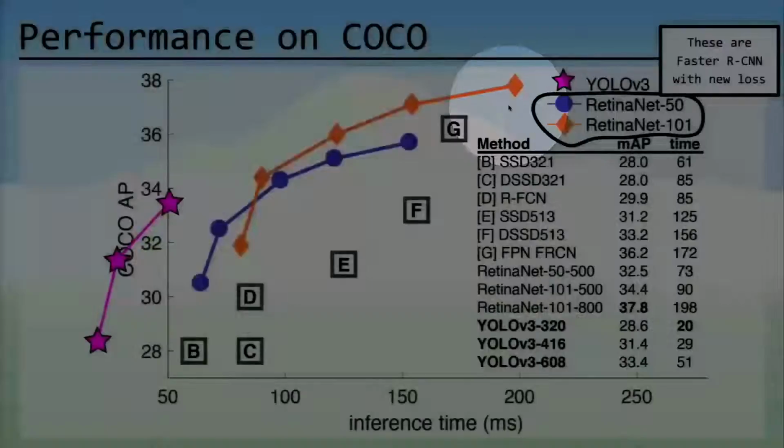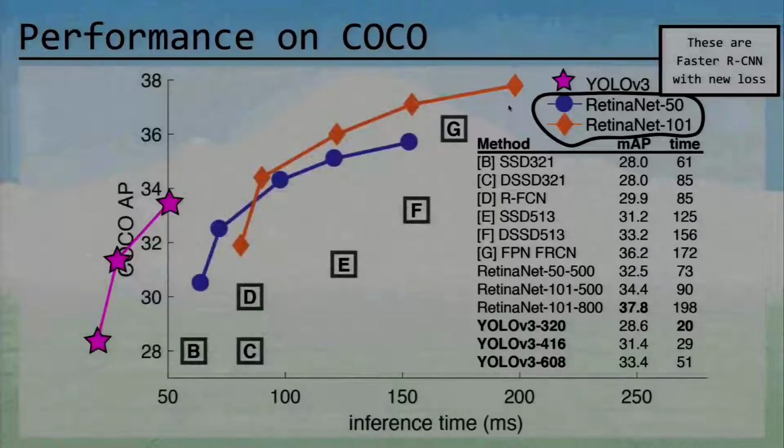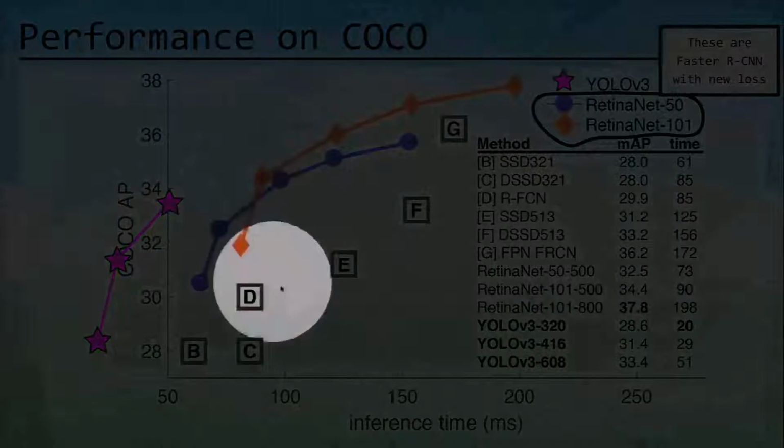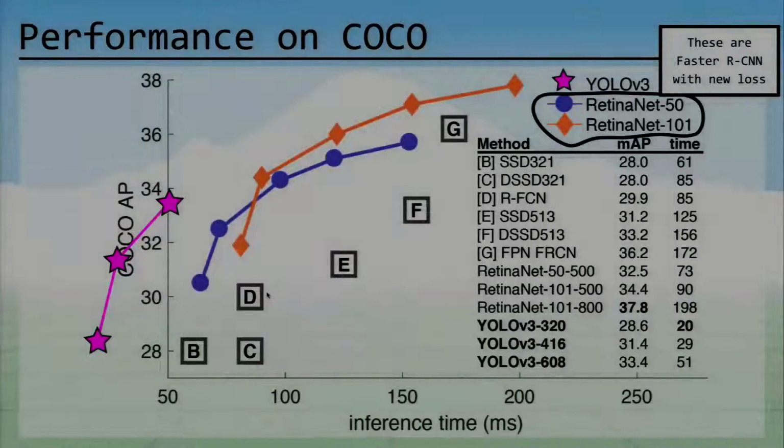RetinaNet is basically Faster R-CNN, but with a little bit of change to the loss function. They use this new thing called focal loss, which, if you're interested, you can look up. But we have a bunch of different detection methods here, ranked by both COCO average precision and also inference time, so how long it takes them to process an image.